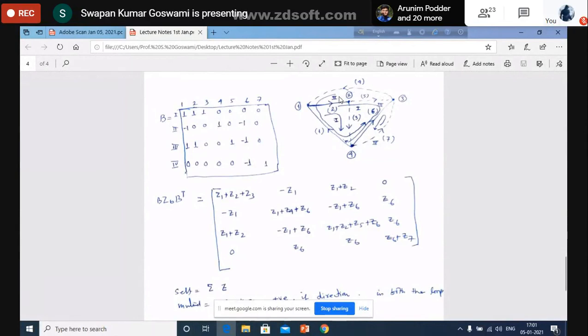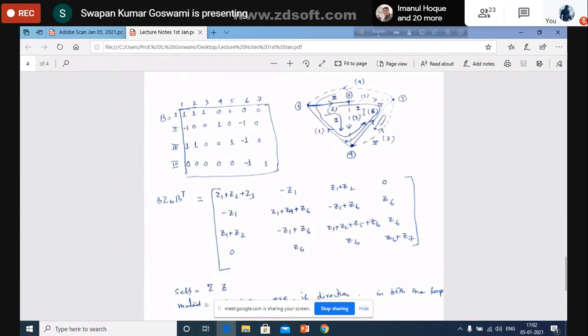Since it is a link element, it will be in loop 2 only, in one loop only. Element 5 is again a link, so it will be taking part in one loop, that means in loop 3.